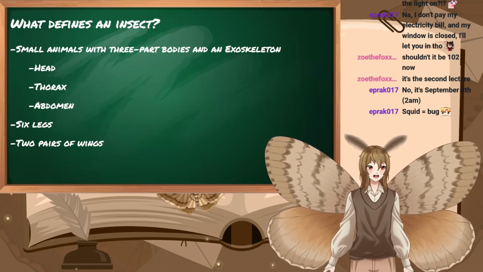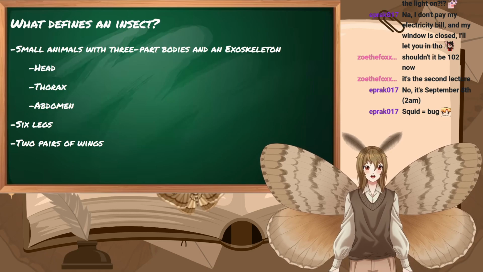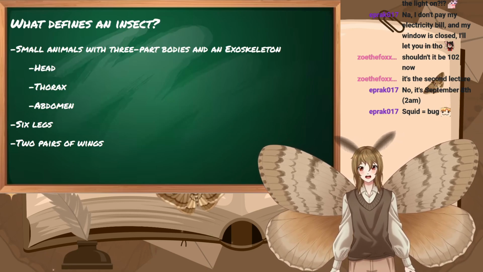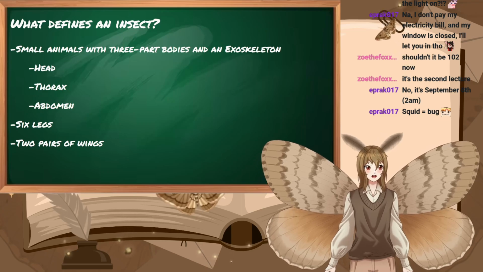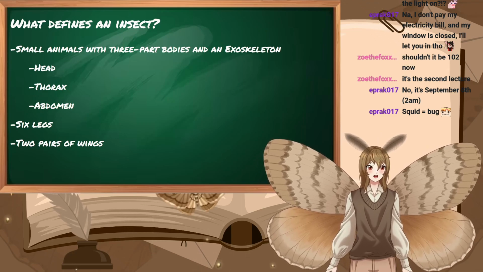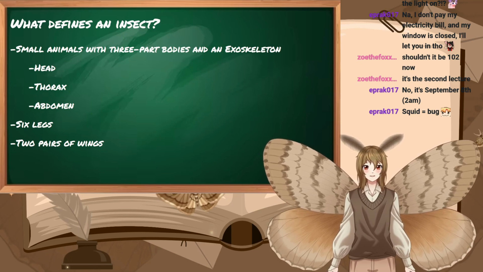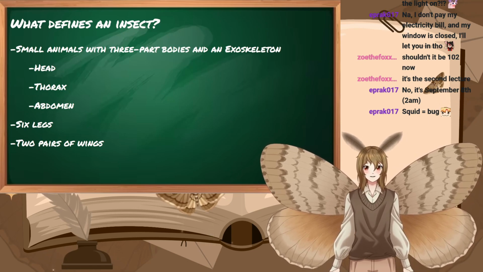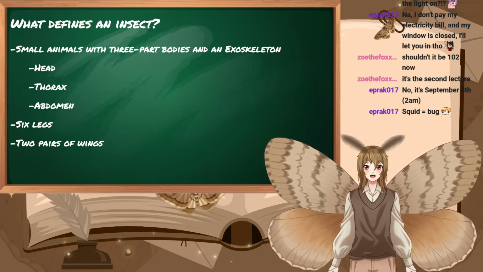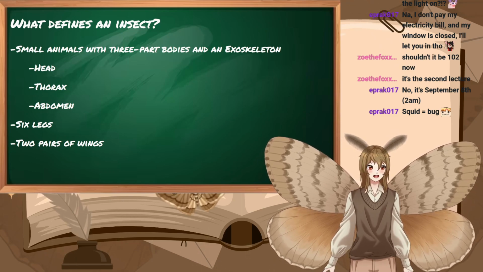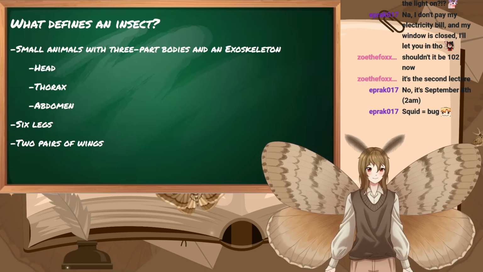Now, what defines an insect? The definition is very tight on it because you have arthropods above them which share a lot of similarities, but insects, or generally the Insecta, which would be the Latin word for it, are small animals with 3-part bodies and an exoskeleton. Their body is set in 3 parts, which would be the head, the thorax, the abdomen. They all have 6 legs and usually 2 pairs of wings.